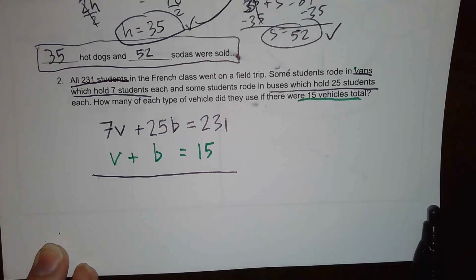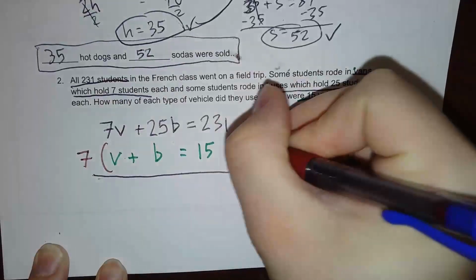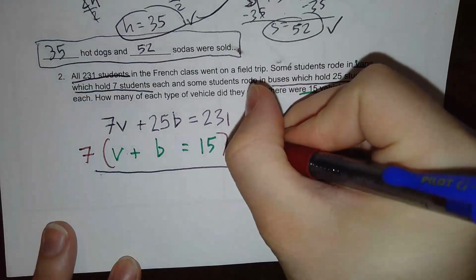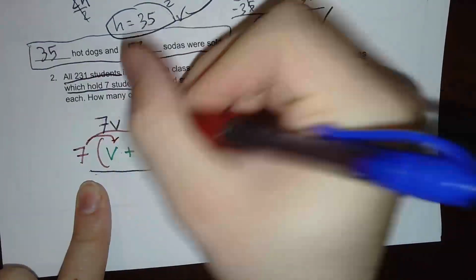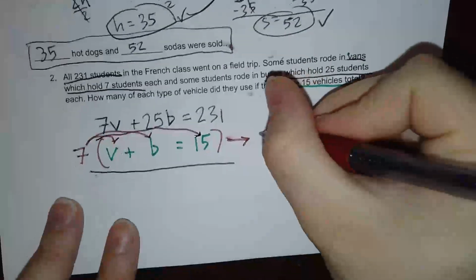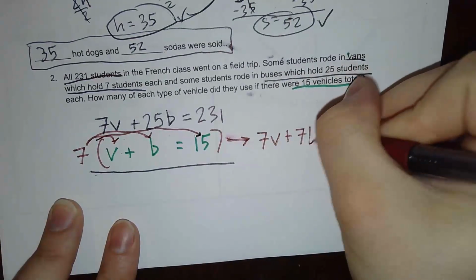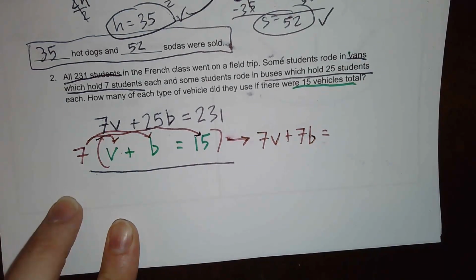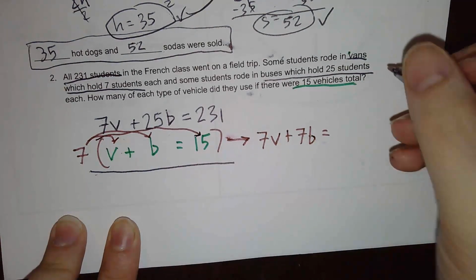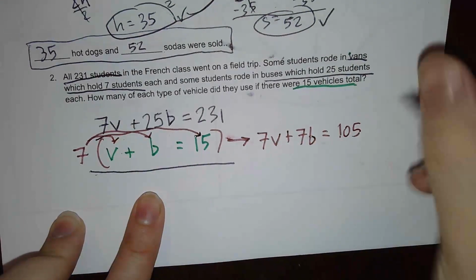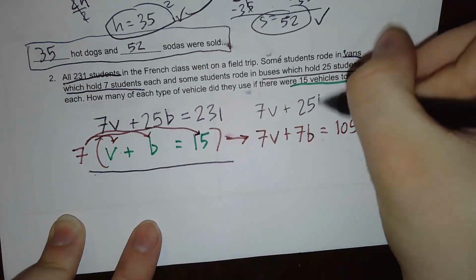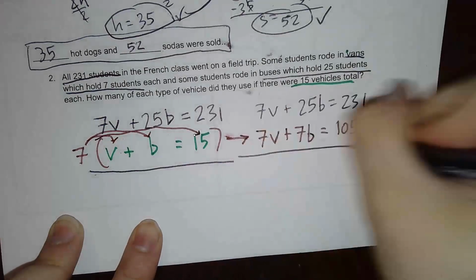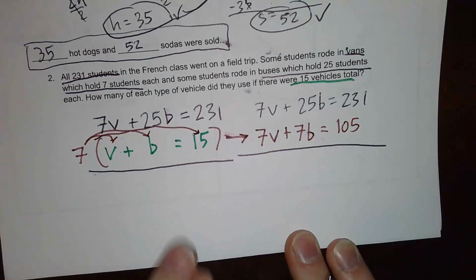So to make things simpler for myself, I'm going to just multiply the bottom equation by 7, since it's smaller numbers. What that gives me is, let's multiply every single term by 7. That gives me 7v plus 7b equals 15 times 7, 105. So I'm going to rewrite the top equation right above it. And I will go ahead and decide if I'm going to add or subtract these equations.